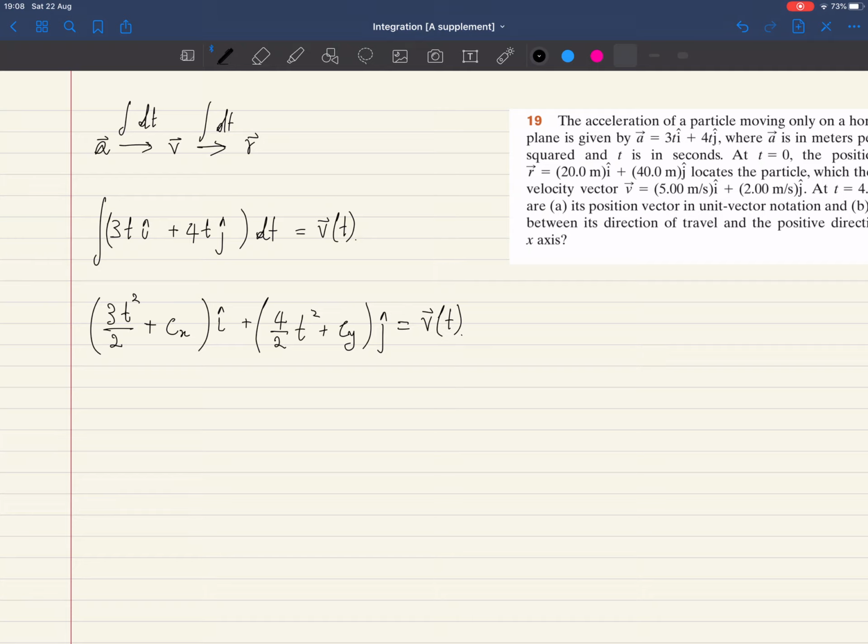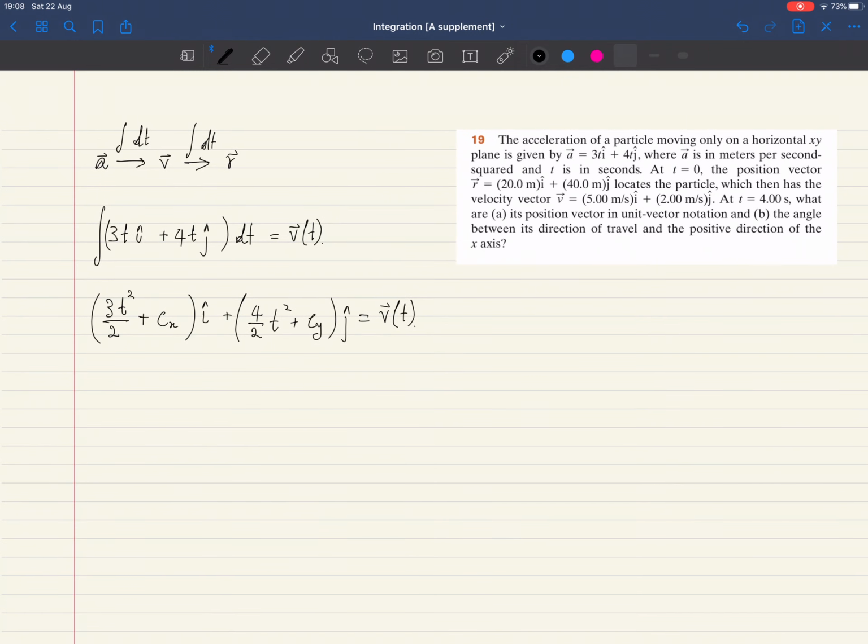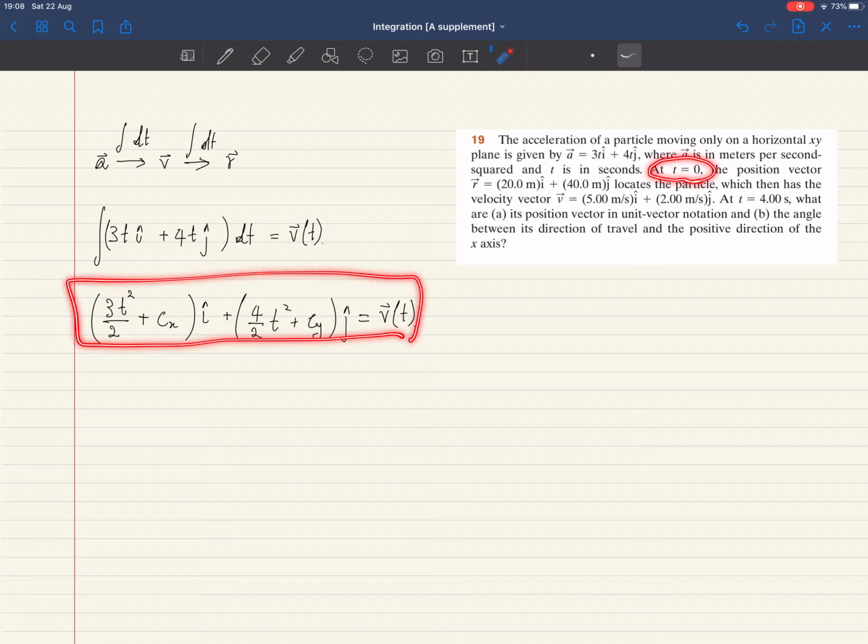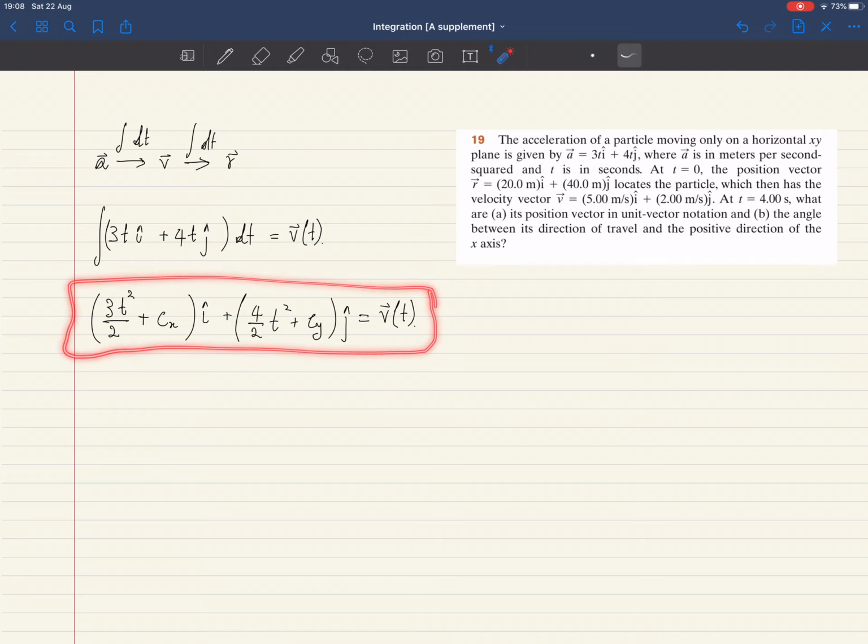Okay, notice here what they've given us. They have given us a restriction that the velocity vector we obtain has to satisfy a condition, and this condition is that when t is equal to 0, this velocity vector we obtained must reduce to 5 in the i hat and 2 in the j hat. So let's go ahead and substitute t equals 0 here and see what we obtain.